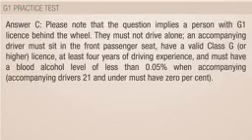Answer C. Please note that the question implies a person with a G1 license behind the wheel. They must not drive alone. An accompanying driver must sit in the front passenger seat, have a valid Class G or higher license, at least 4 years of driving experience, and must have a blood alcohol level of less than 0.05%, and when accompanying drivers are 21 and under, they must have 0%.